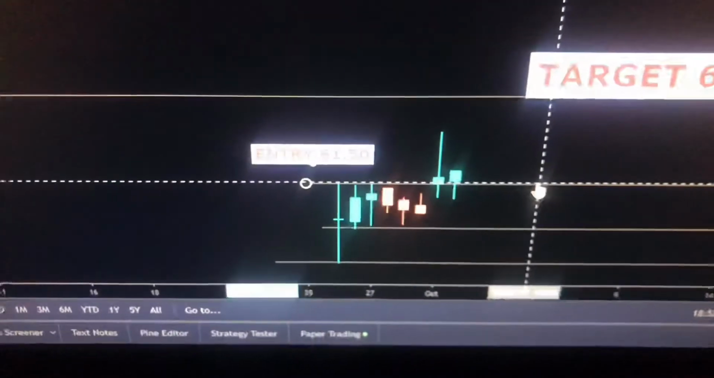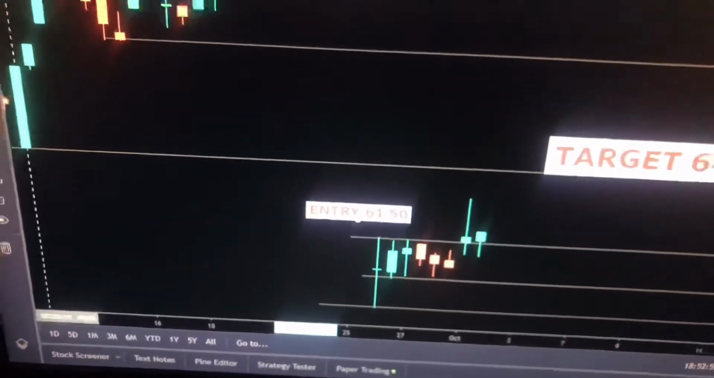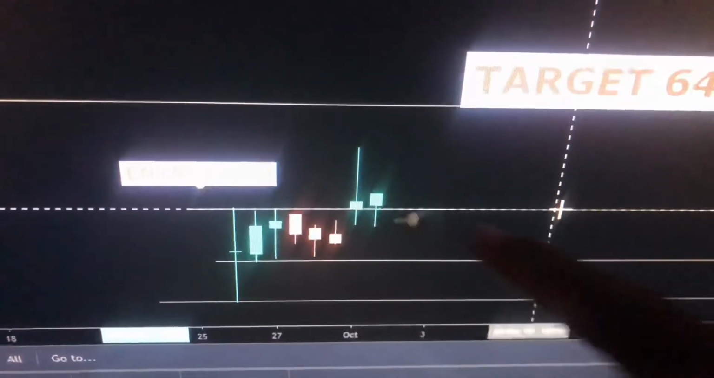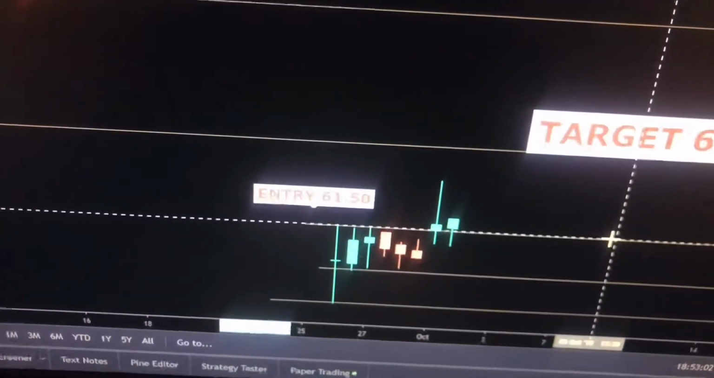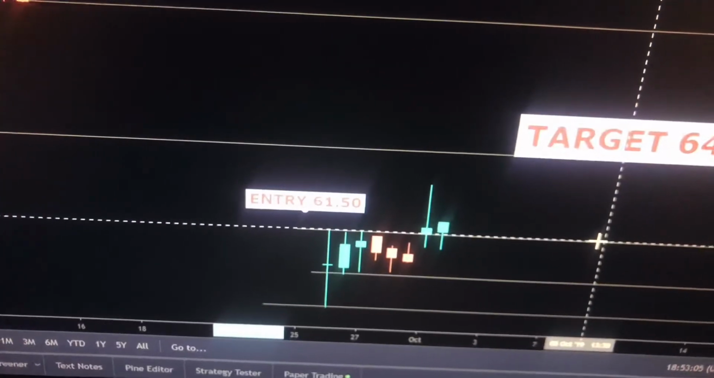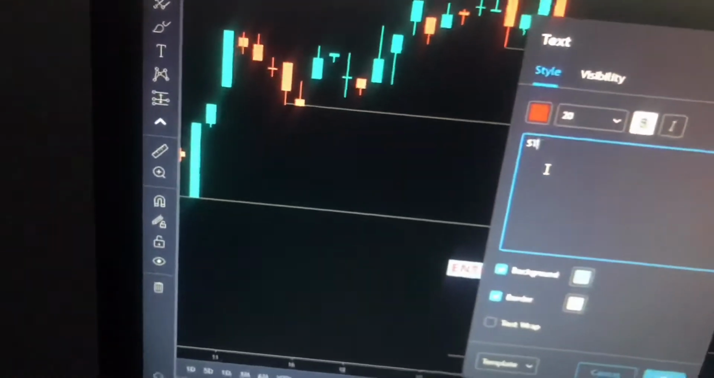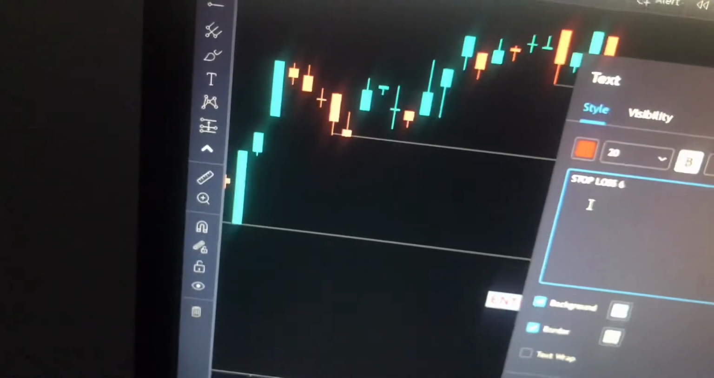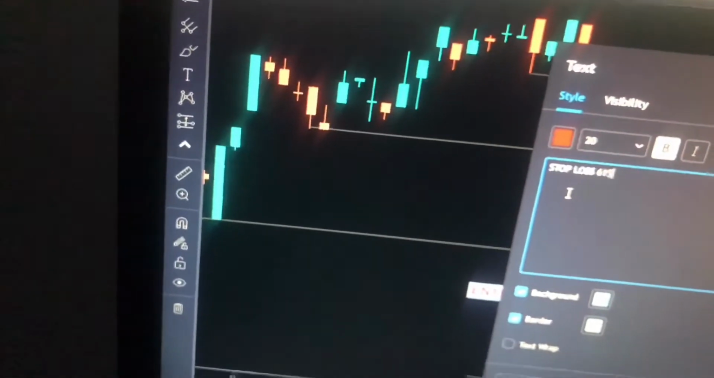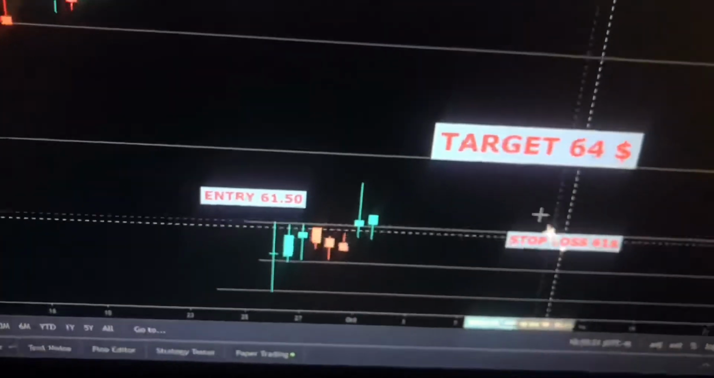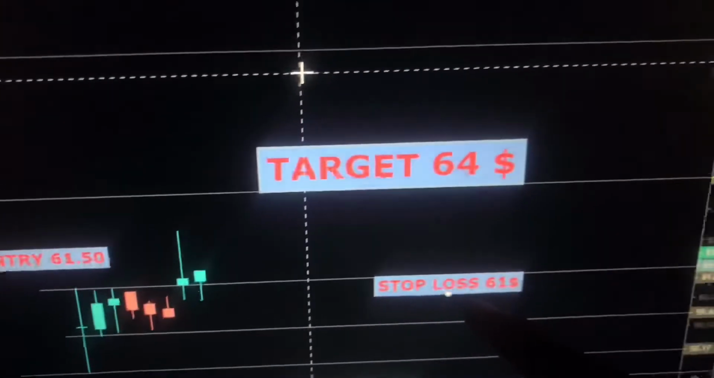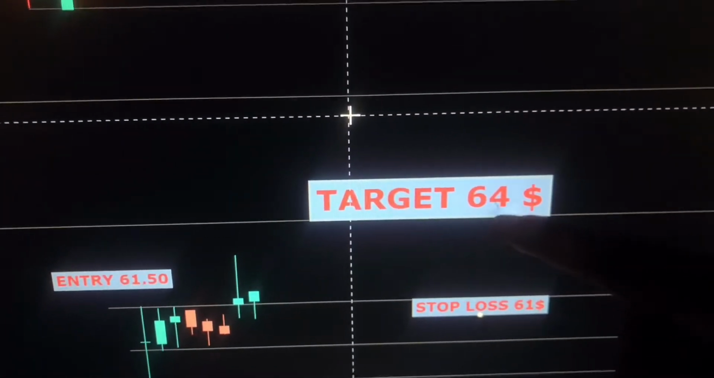All right, my stop loss will be $61, which means if it goes below $61, this white line of resistance, I am going to exit the trade. If it maintains below $61, I'm going to exit the trade. So let's put stop loss, $61. Check that out. Entry $61.50, stop loss $61, target $64.